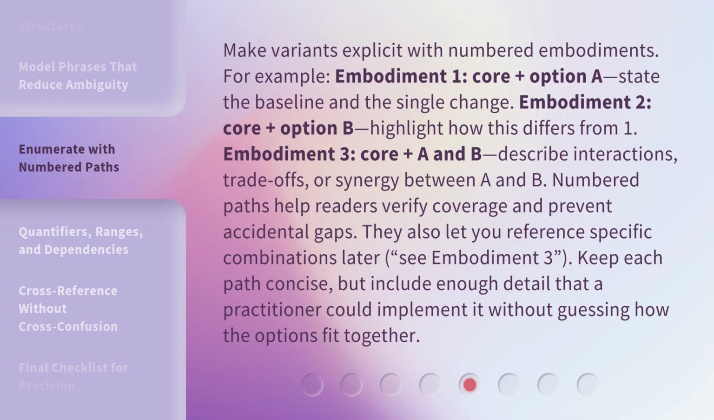Numbered paths help readers verify coverage and prevent accidental gaps. They also let you reference specific combinations later. See Embodiment 3. Keep each path concise, but include enough detail that a practitioner could implement it, without guessing how the options fit together.